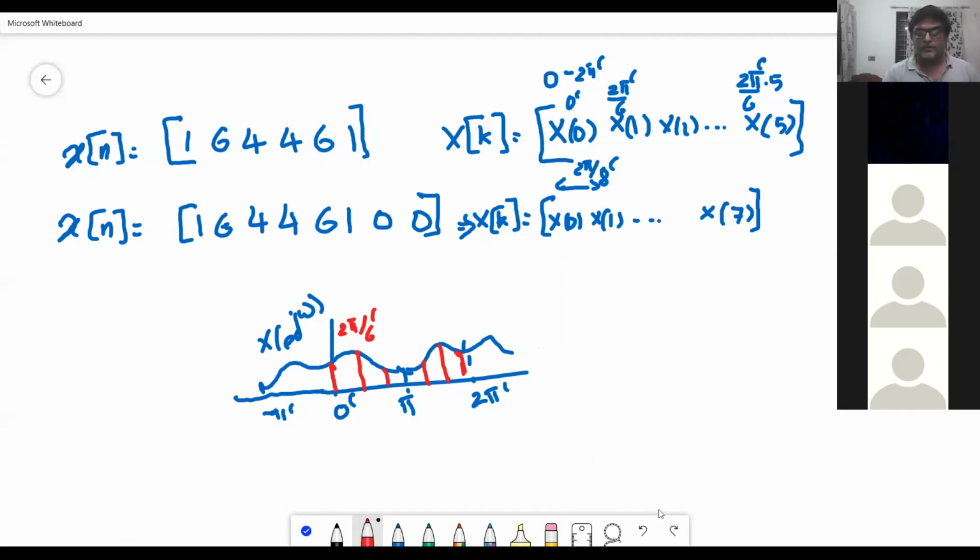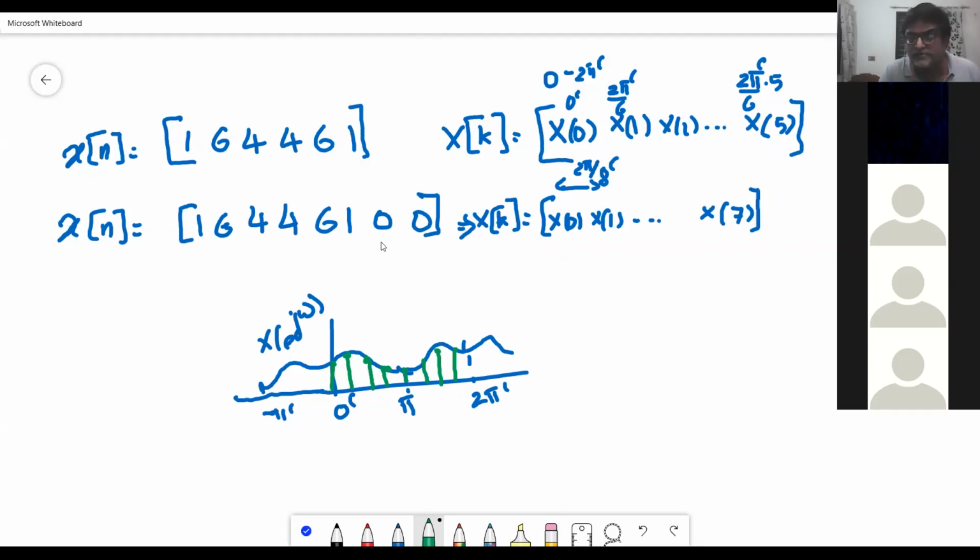Whereas now if I look at a spacing of 2 pi by 8 radian, this could be how the lines are spaced now. So you have 4 points here, 5th point here, 6th point here, 7th point here, 8th point here. So now you evaluate the spectrum but at different frequency points. Is that understood? Do you need further explanation for this?